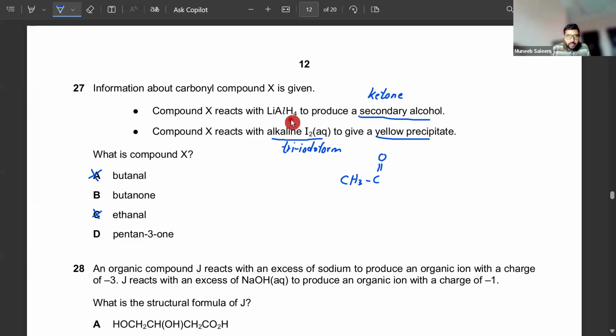Now between B and D, the structure of D is something like this. I'm just writing a simple structure. There are 5 carbon atoms with the carbonyl group on position number 3. Here it does not match with this part. This part gives the triiodoform test or yellow precipitate test.